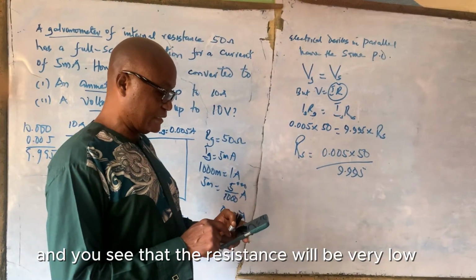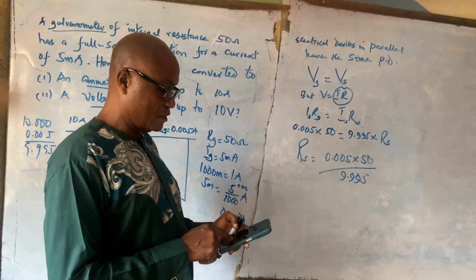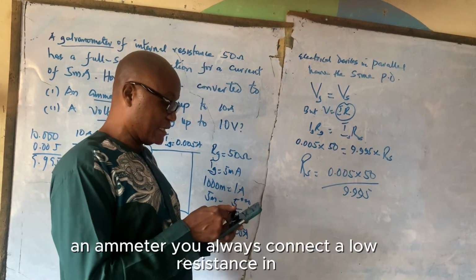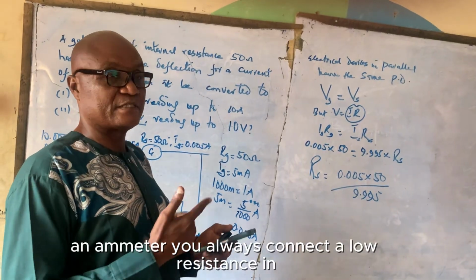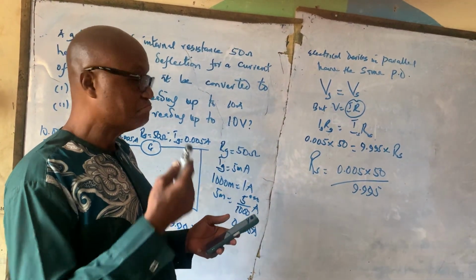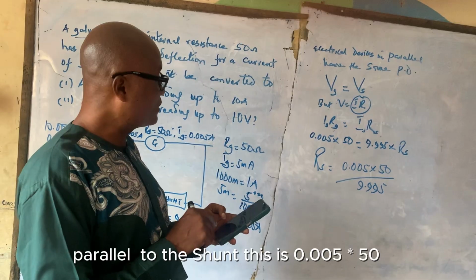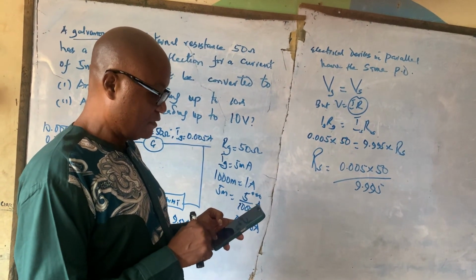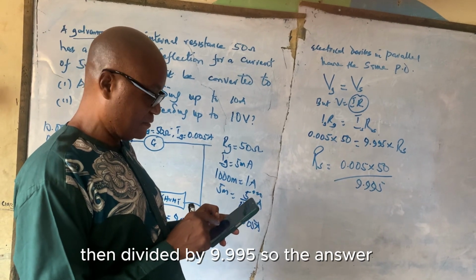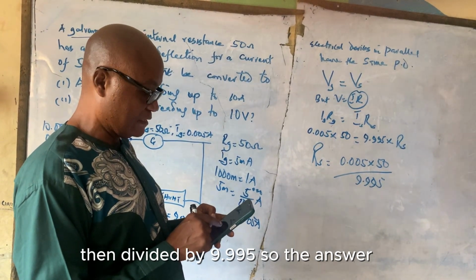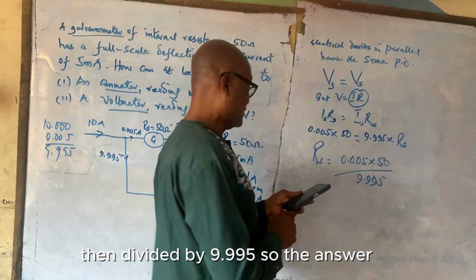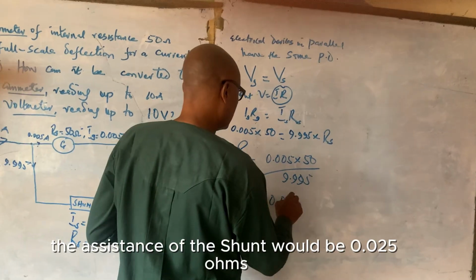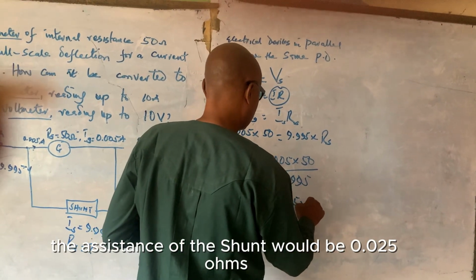And you see that the resistance will be very low. So to convert a galvanometer to an ammeter, you always connect a low resistance shunt in parallel. This is 0.005 times 50, divided by 9.995. So the answer, the resistance of the shunt, will be 0.025 ohms.